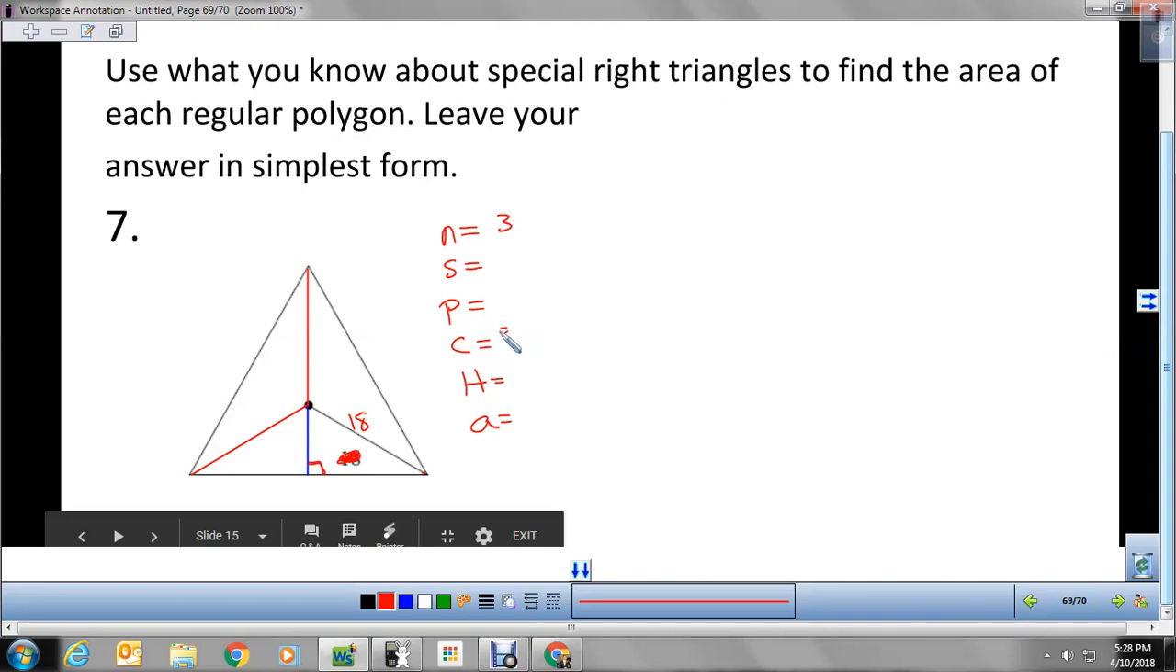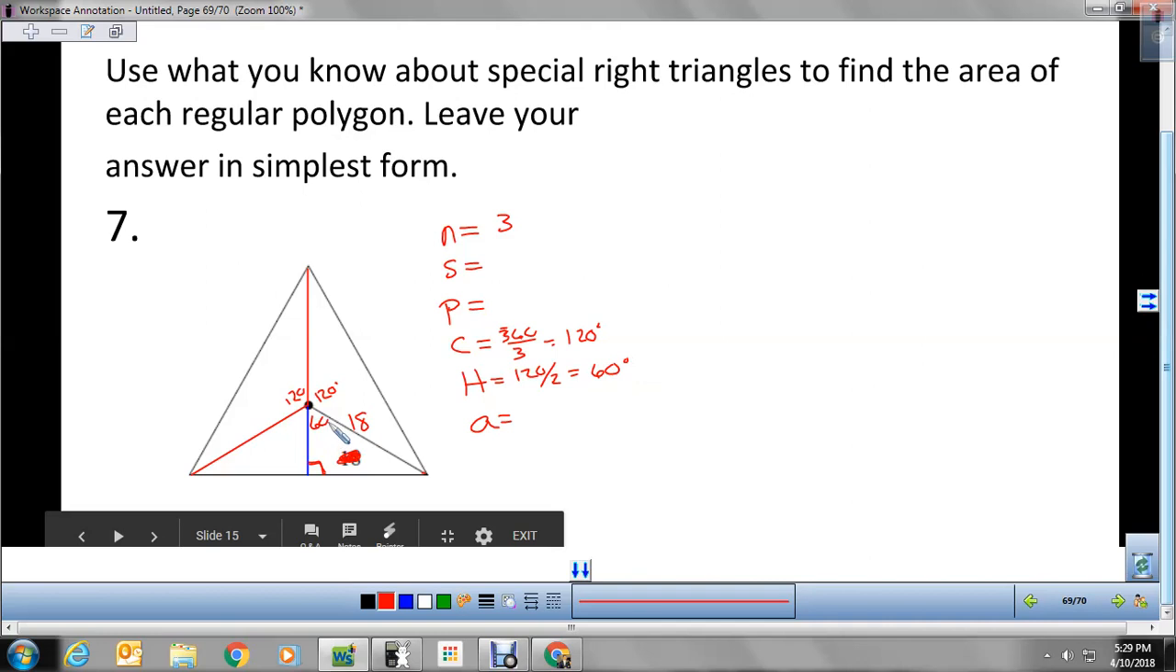So we start going to find our central angle. That's going to be 360 divided by the number of sides, which in this case is 3. So that's going to give us 120 degrees. So this angle right here is 120. This angle right here is 120. And this angle right here is also 120. So our half angle would be 120 divided by 2, which is going to give us 60.